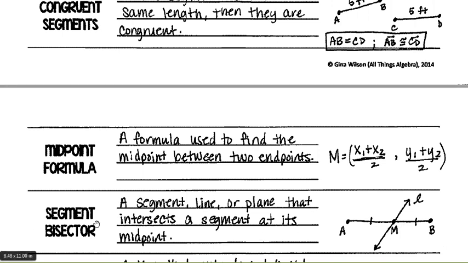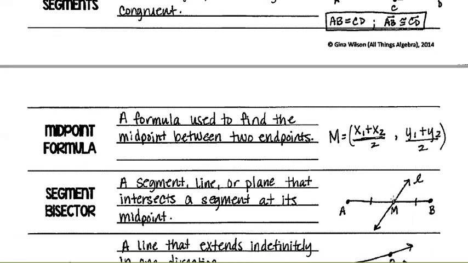So bisector means cut in half. So segment bisector means to cut in half. Now, line L, this is how you write line L. That's the name of this line. It's cutting segment AB at its midpoint, M. So that is a segment bisector.